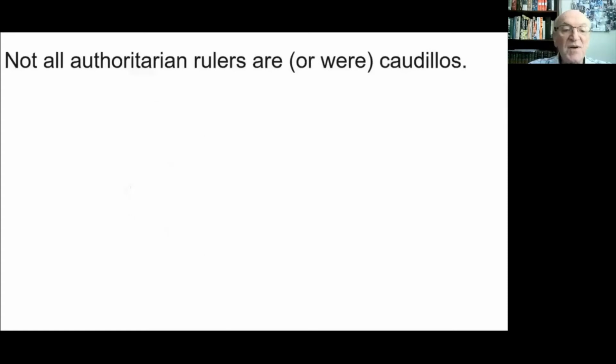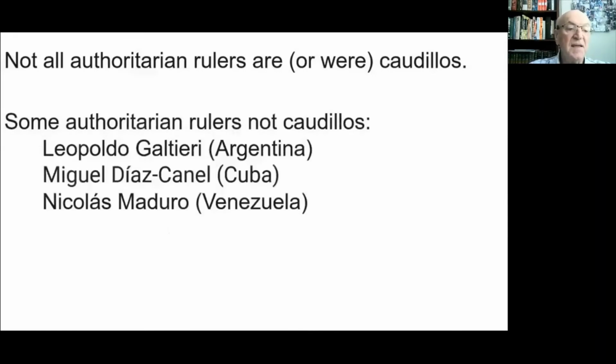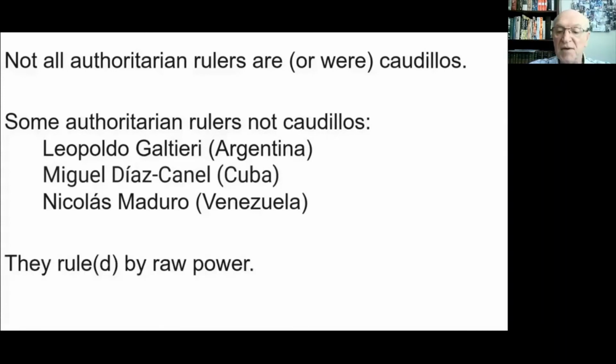Now, not all authoritarian rulers were caudillos. Some of them, like Leopoldo Galtieri of Argentina, who was a general, Miguel Díaz-Canel, the president of Cuba today, and Nicolás Maduro, the president of Venezuela today, were not caudillos. They didn't have the charisma. They didn't have many of the other properties of a true caudillo. But they ruled, and they ruled by raw power.